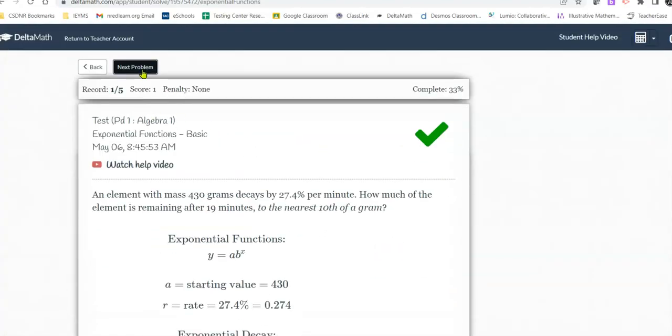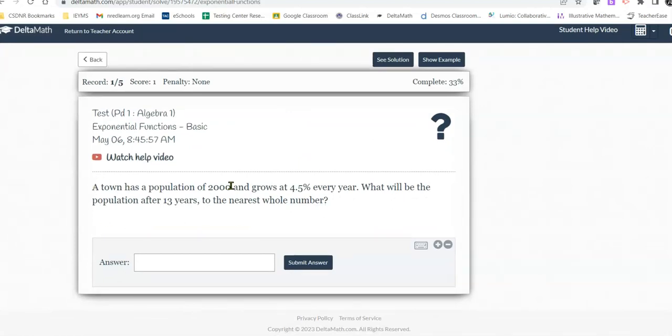Okay, one more time. A town with a population of 2,000 grows at 4.5% every year. What will be the population after 13 years? Round to the nearest whole number. So my starting value is 2,000. My growth is a plus, and my percentage is 0.045. And the time is 13.